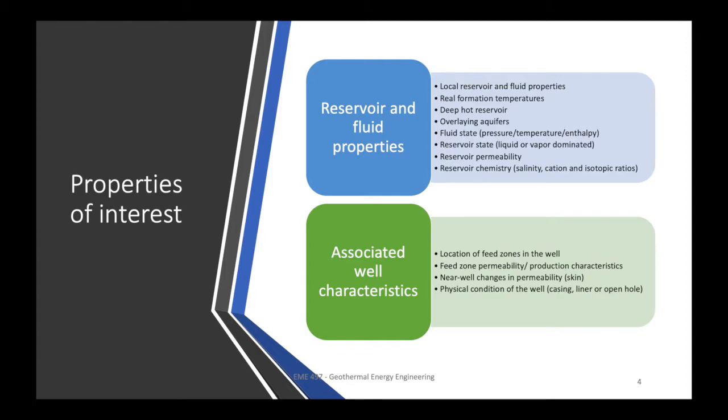For associated well characteristics, the information that we look for is location of feed zones in the well, feed zone permeability and production characteristics, near-well changes in permeability, and physical condition of the well, which is information related to the casing liner or open hole of the actual wellbore.